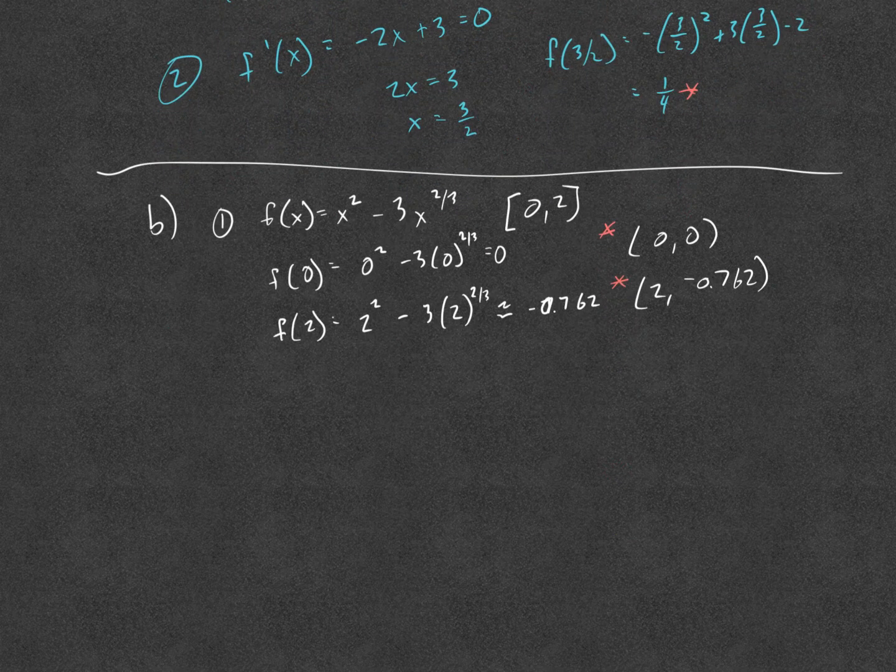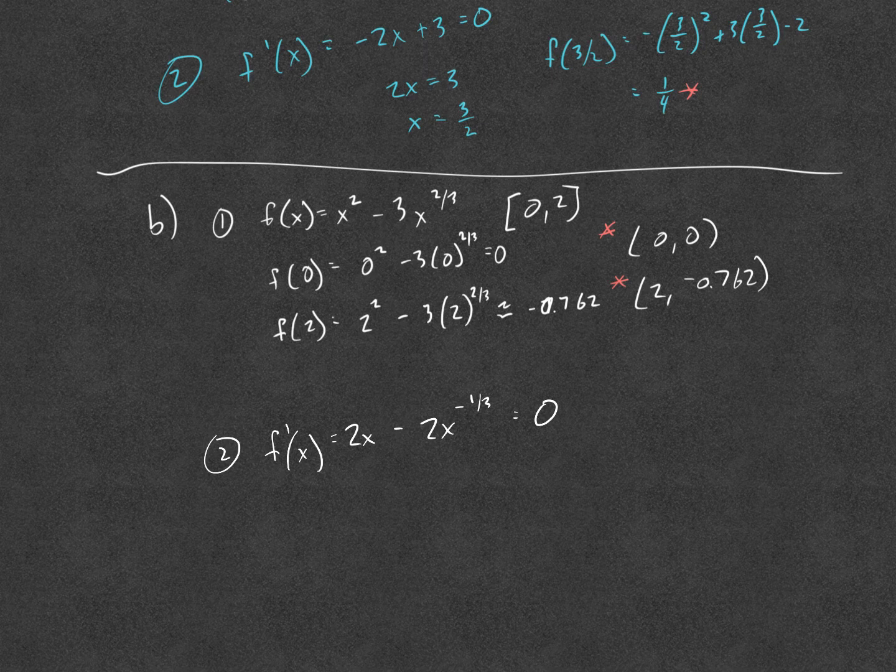Step 2 is to take the derivative. The derivative of x squared is 2x, and the derivative of 3x to the 2/3 power is 2x to the negative 1/3 power. Okay, the 2/3 comes down, the 3's cancel out. The new exponent, 2/3 minus 1 whole, is negative 1/3. All right, so we're going to set that equal to 0 and solve for x.